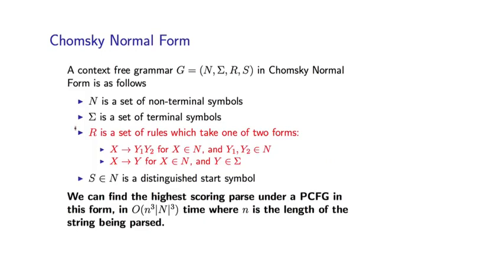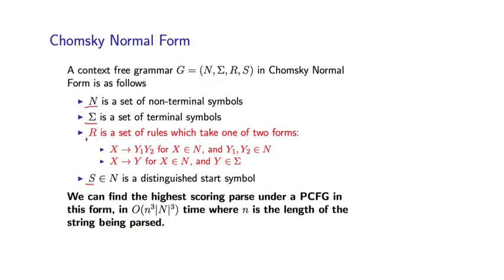Okay, so firstly, to recap, let's remind ourselves of context-free grammars in Chomsky normal form. A CFG in Chomsky normal form consists of the following. N is a set of non-terminal symbols in the grammar. Sigma is a set of terminal symbols or words. We have S, which is a distinguished start symbol, which always occurs at the root of the tree.